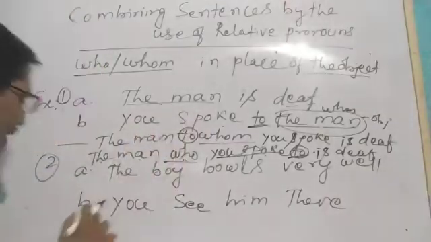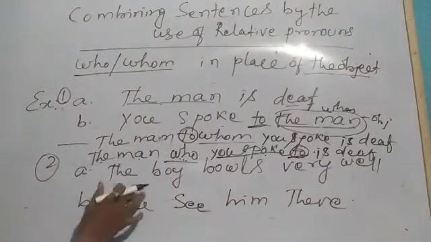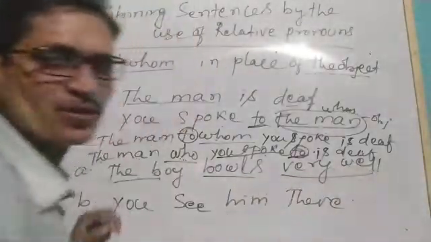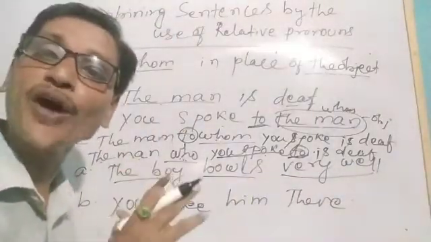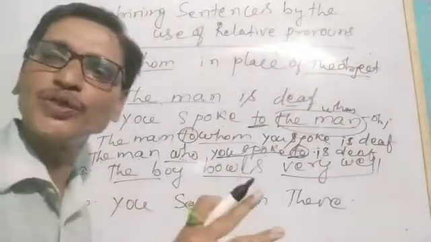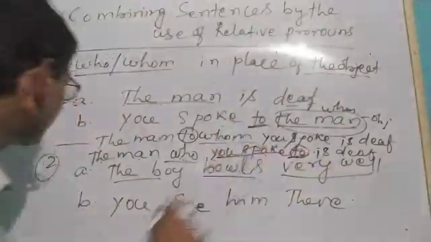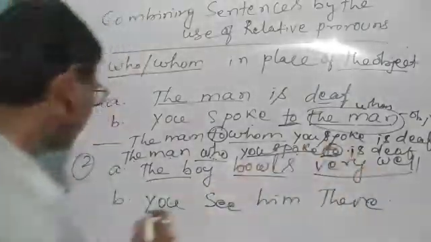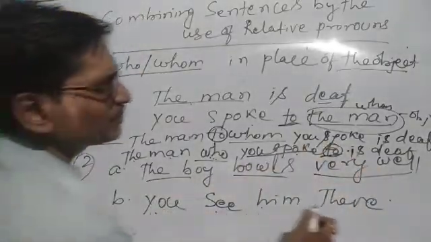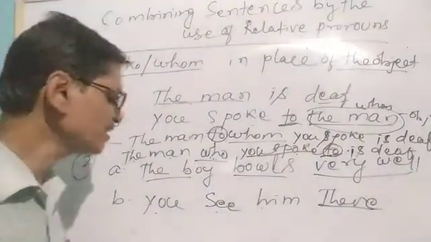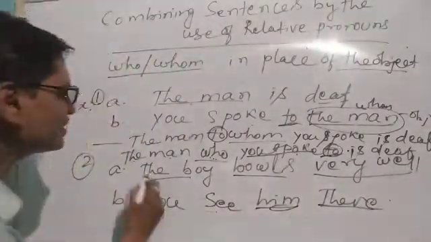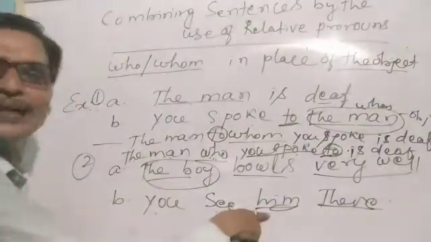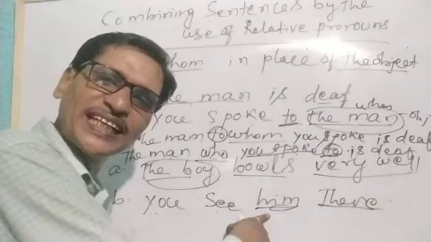Now understand another example. The boy bowls very well. Who bowls very well? The boy bowls very well. Bowling means bowls very well. You see him there. Whom do you see? Him. Him means the boy. Here him is used as an object.